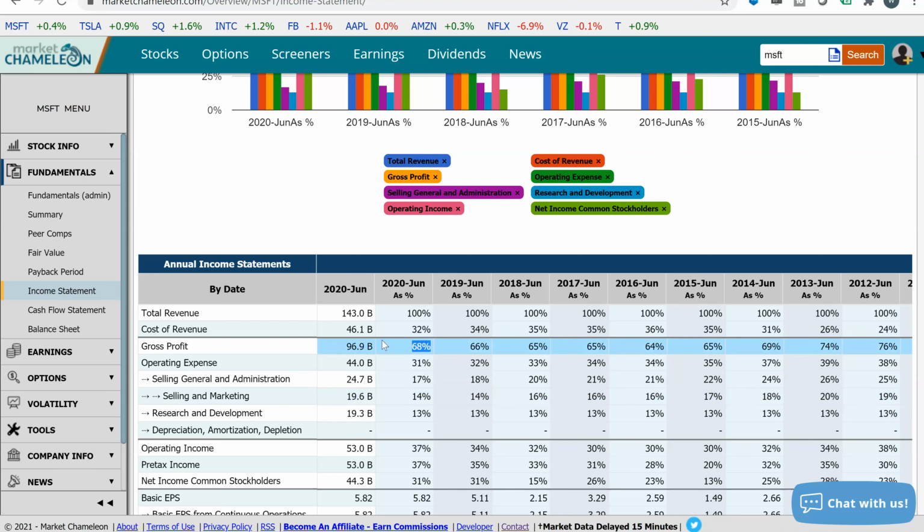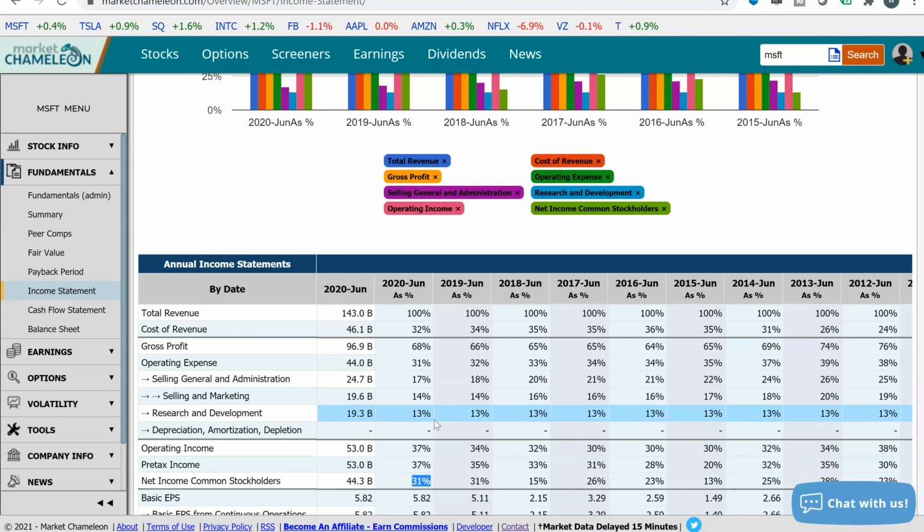Then if we deduct operating expenses here, just like we were talking about, then we're left with operating income. So that's taking out salaries, marketing, research and development, all that stuff. Then we got 37%. In other words, for every dollar in sales they make, they keep 37% from their core business, or 37 cents. Net income to shareholders, 31%.